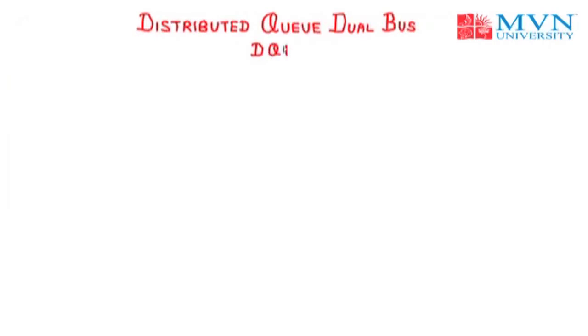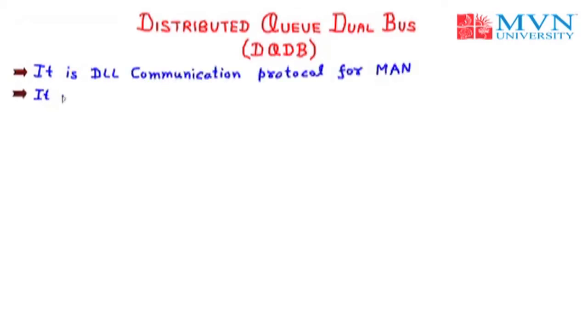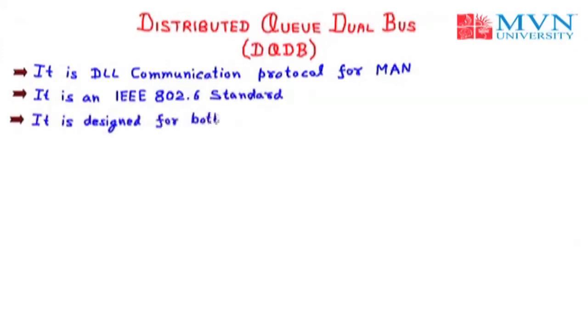Hello friends, today we will discuss our topic, that is Distributed Queue Dual Bus. We also call this the DQDB. Now, about the Distributed Queue Dual Bus, it is a data link layer communication protocol for MAN, that is Metropolitan Area Network. DQDB is an IEEE 802.6 standard, and the DQDB is designed basically for both voice and video.